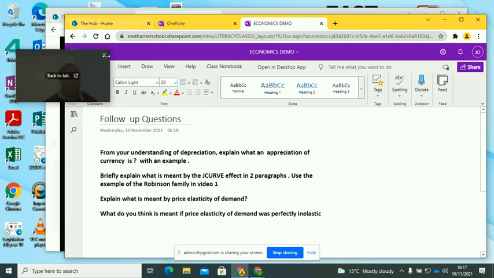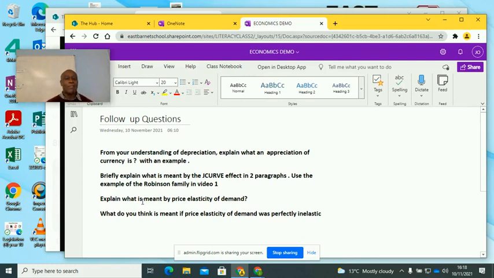Okay, so I want you to try to answer a few of these questions. From your understanding of depreciation, explain what an appreciation of a currency is. Give an example. Briefly explain what is meant by the J curve effect in two paragraphs. Use the example of the Robinson family in video one. So please make sure you go back to the first video and watch that.